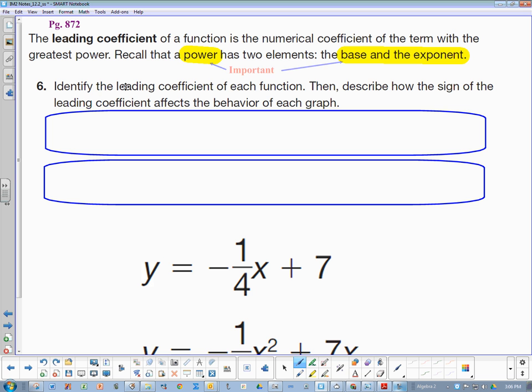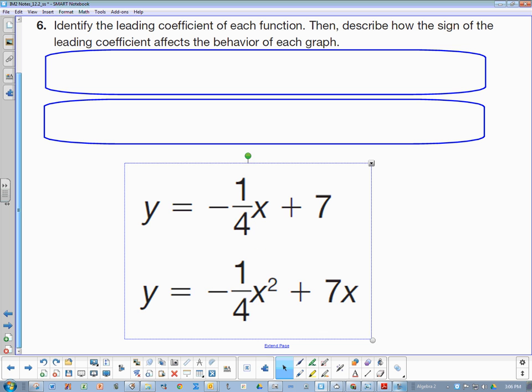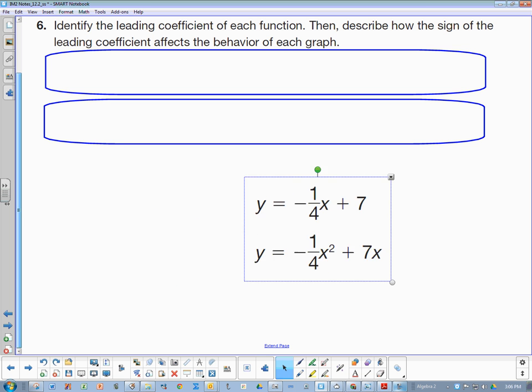So it says here in number 6, identify the leading coefficient of each function, then describe how the sign of the leading coefficient affects the behavior of each graph. All right, so we're going to be locating the leading coefficient, folks. Let's make this a little bit smaller.